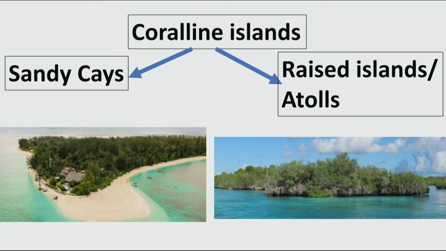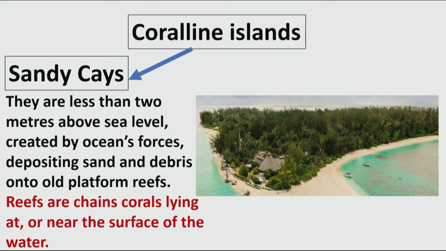So, when looking at Coralline Islands, this group of islands is further divided into two groups. One group is sandy cays, and the other group is raised islands, or what we call atolls. Okay, let's look at this first group, sandy cays. These islands are less than 2 meters above sea level, created by ocean forces, depositing sand and debris onto a platform reef. When talking about reef, they are chains of corals lying at or near the surface of water.